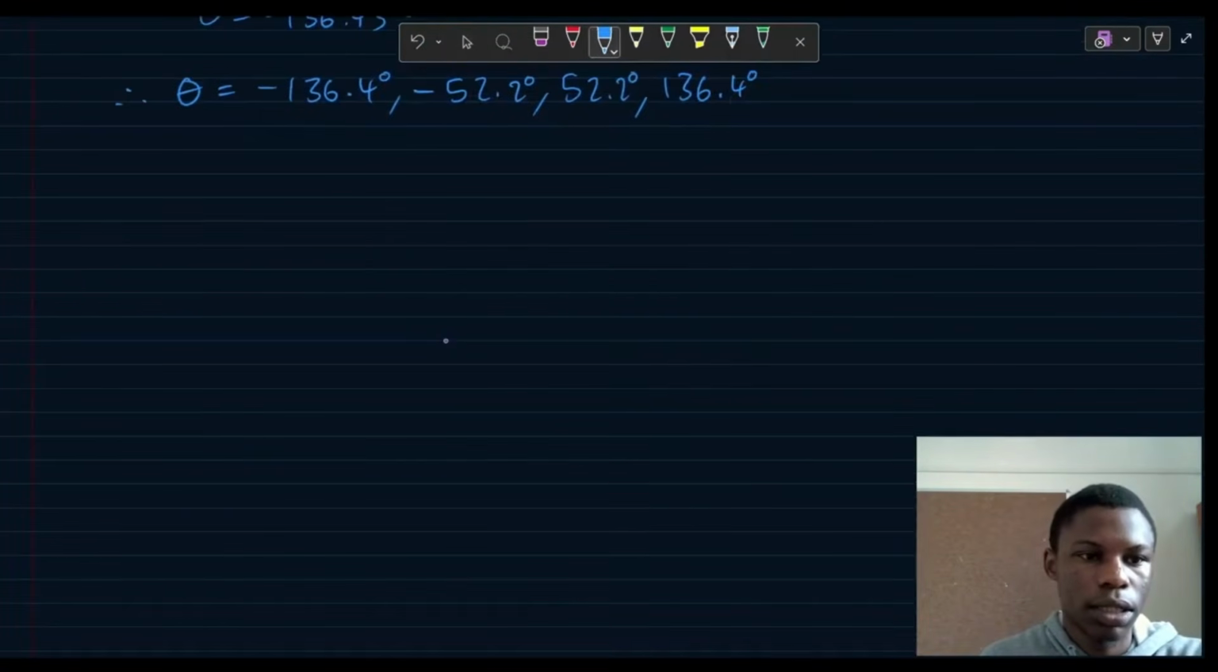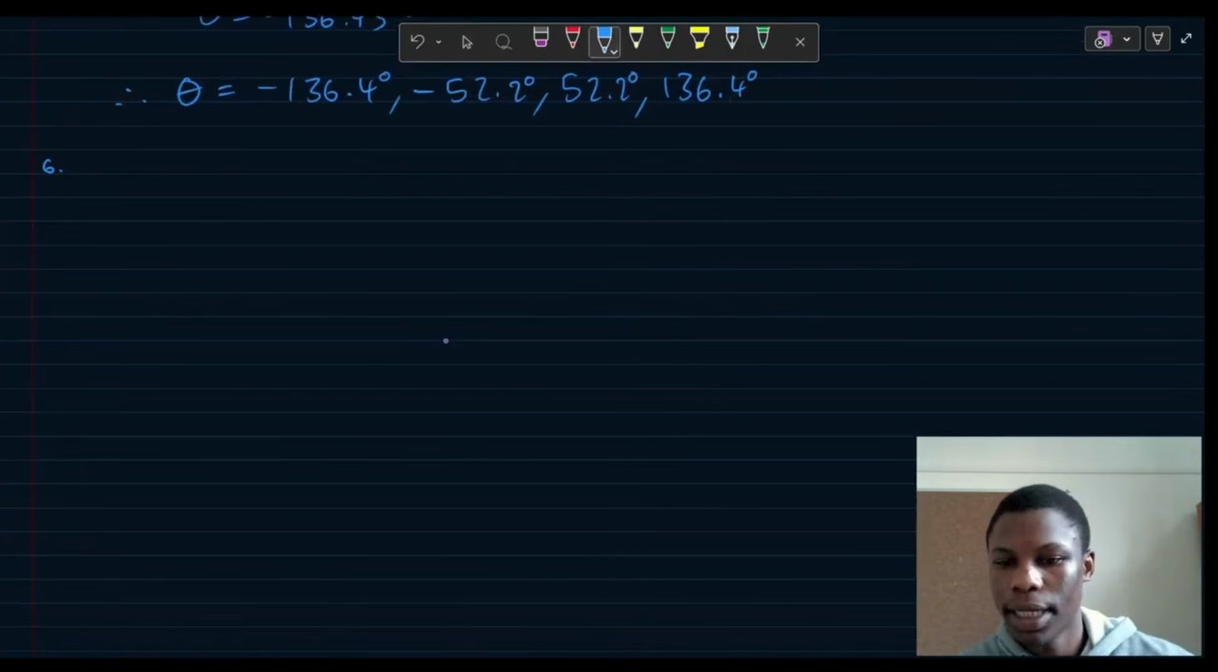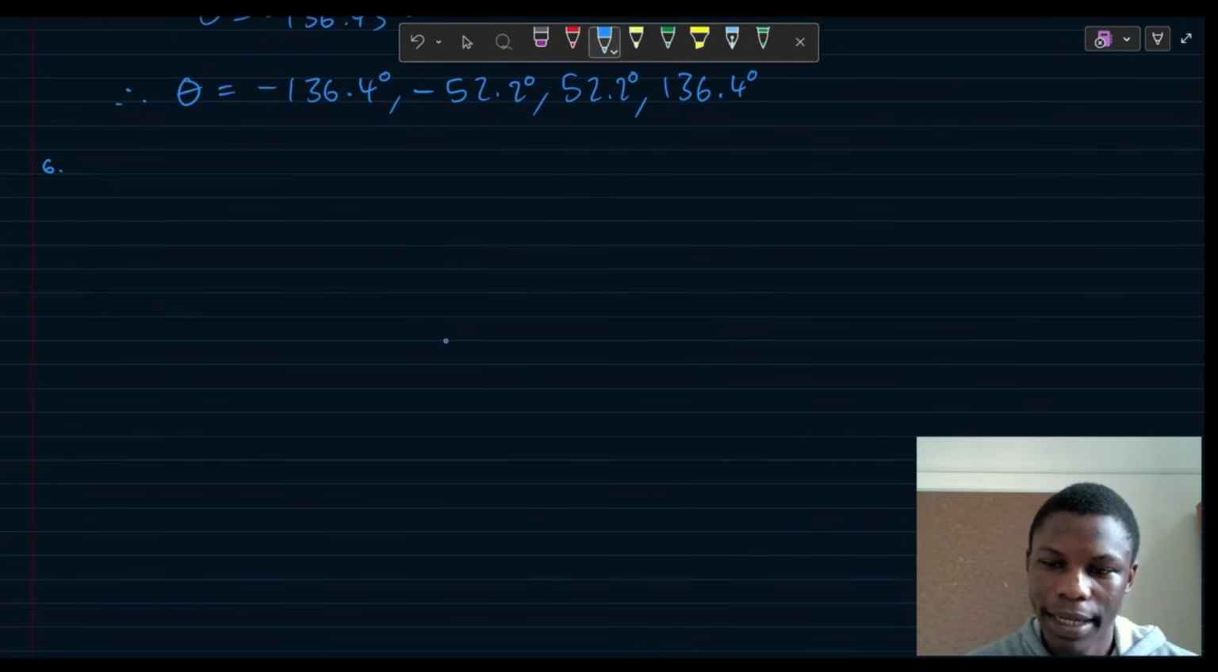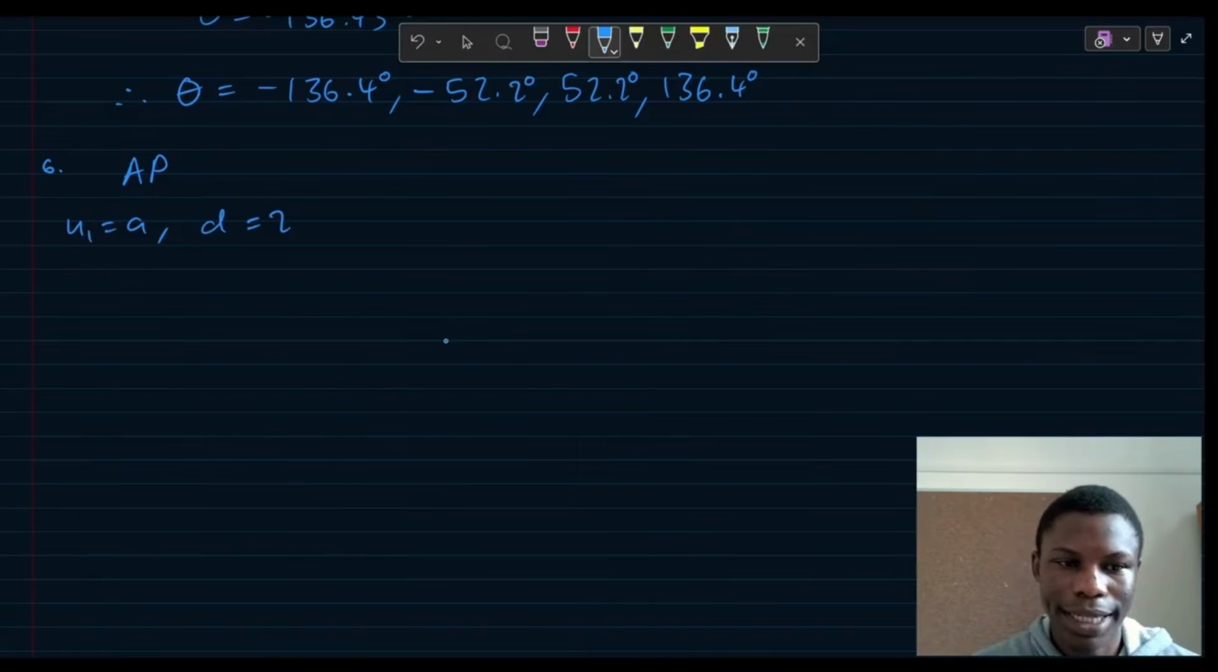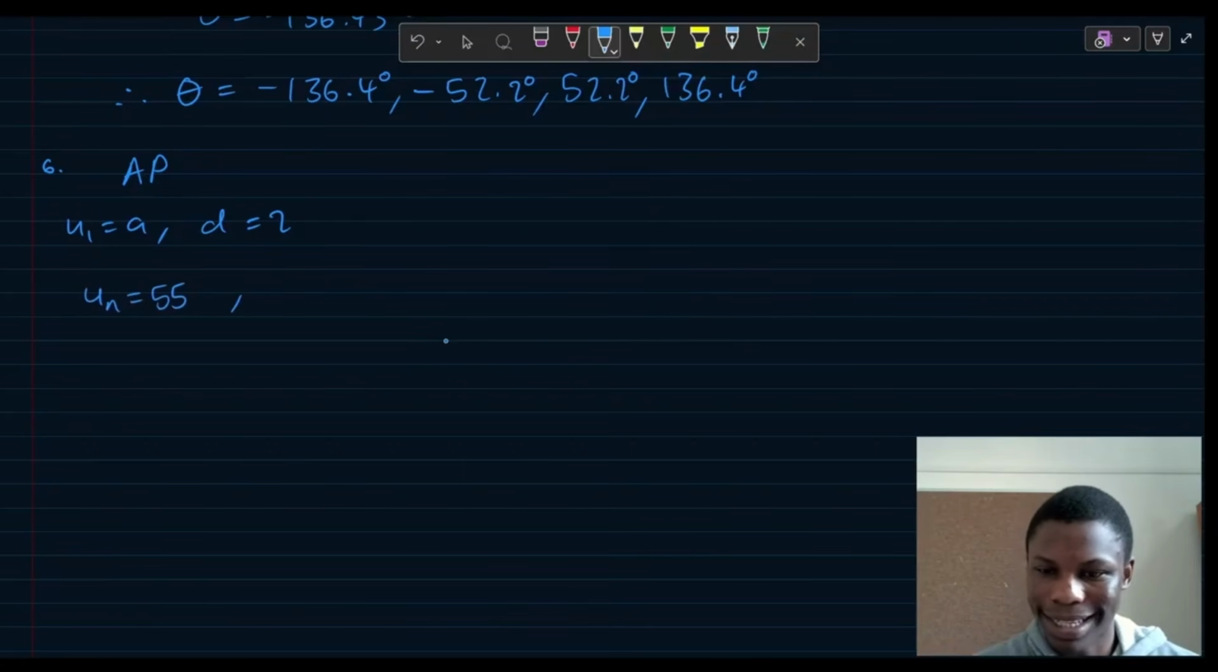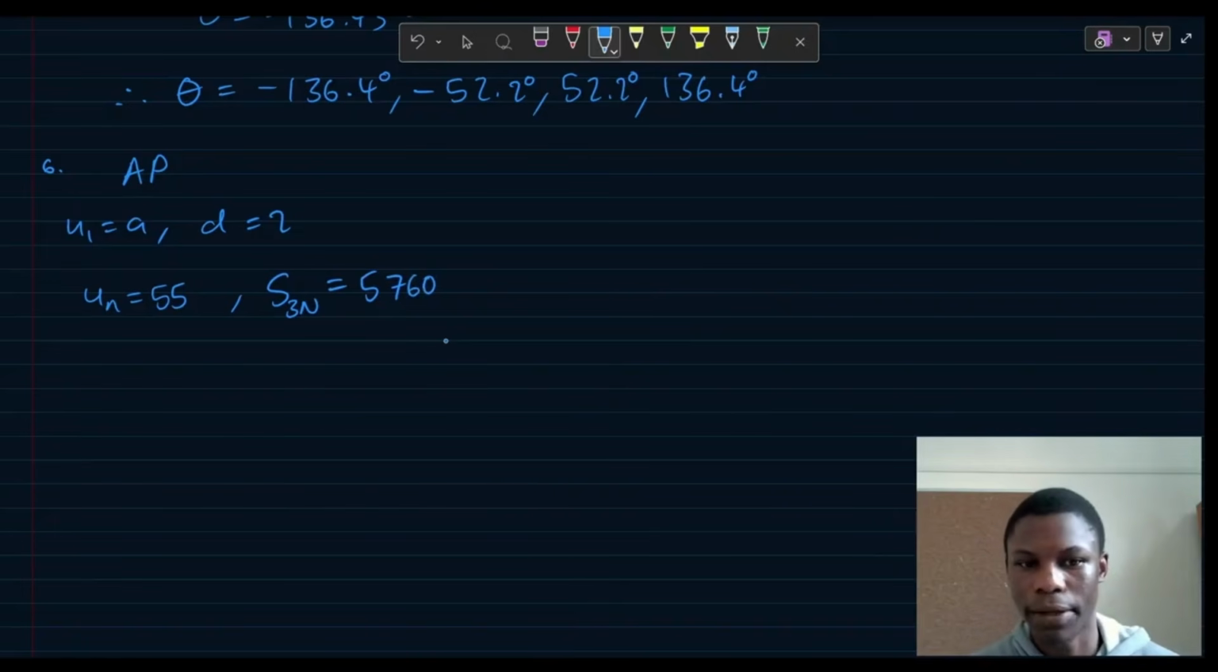Question number 6. An arithmetic progression has first term a and common difference 2. Okay, so we've got an AP where the first term is a and our common difference is 2. We're told that the nth term is 55 and the sum of the first 3n terms is 5760. Find the values of big N and small a. Okay, so this should also be big N because they use big N.